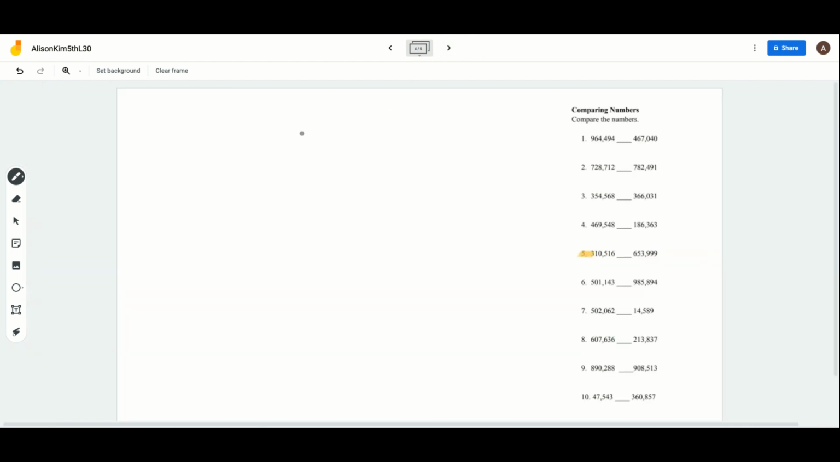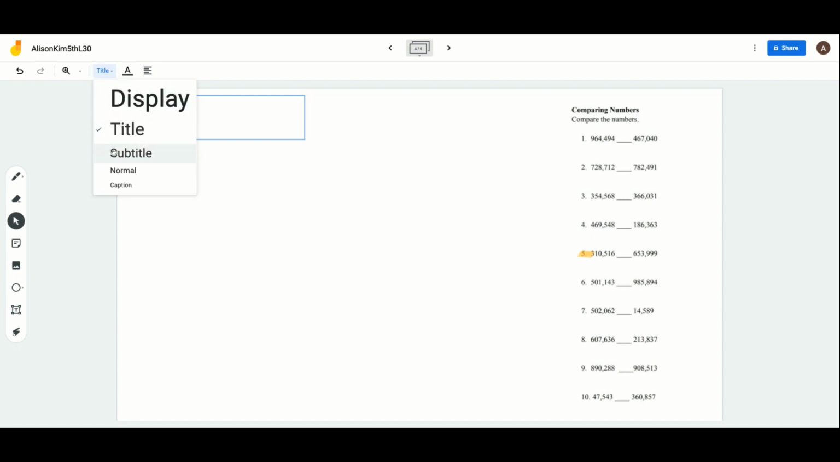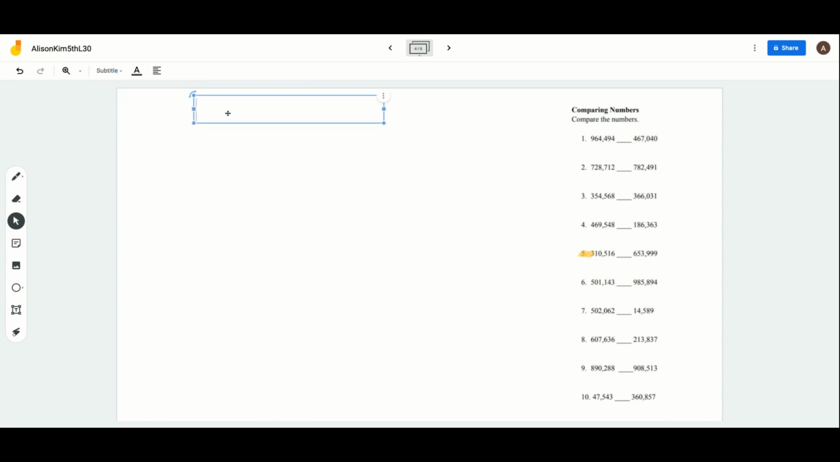Now we're going to do comparing numbers. Comparing numbers is when you assume that one is less than or greater than another. These are the symbols that you're going to use. This means less than, and this means greater than.